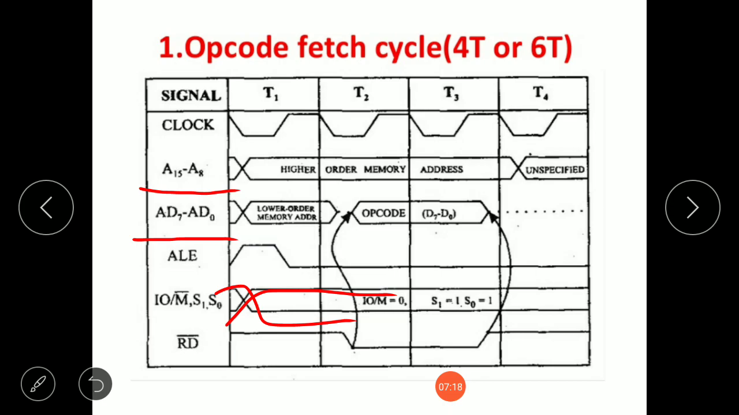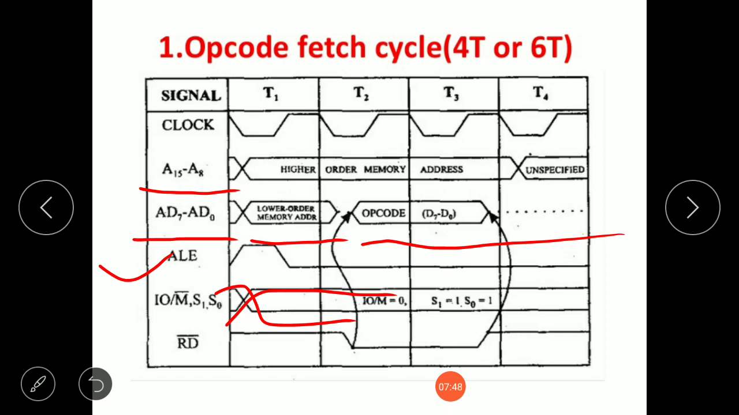And how does it take place? The microprocessor, in the first T state only, activates the ALE signal, that is, it makes the address latch enable signal high. This tells the lower byte of the address in the address data bus to get latched either into the memory or into some external device, and makes the address data bus free for carrying the data for the rest of the T states.